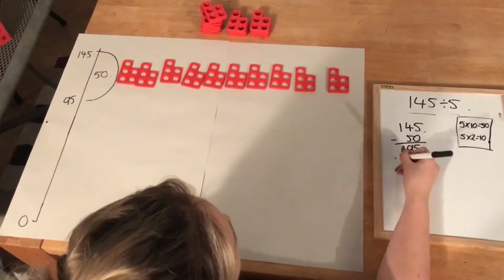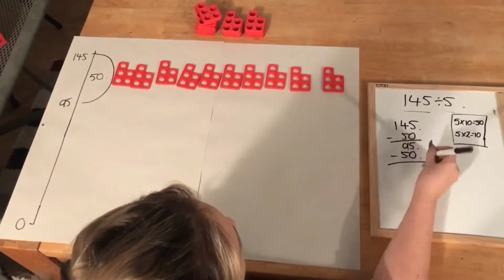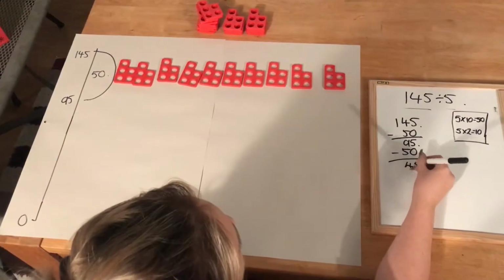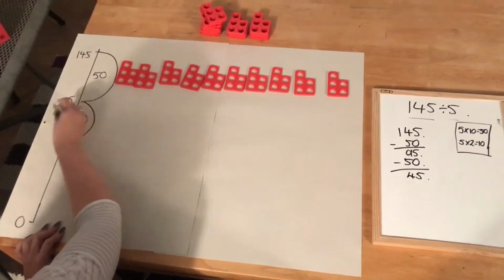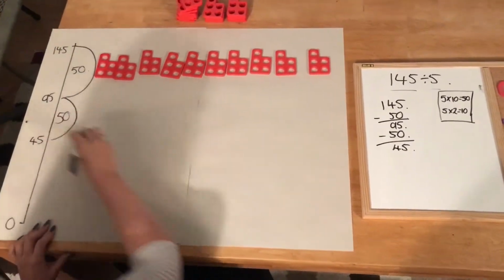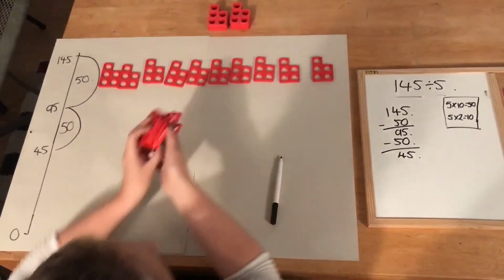the 95. So I would write it on here. So we want to take away 50 from 95, which gives us 45. So we're going to do another jump of 50, which brings us to 45. So we'll place some more Numicon down.